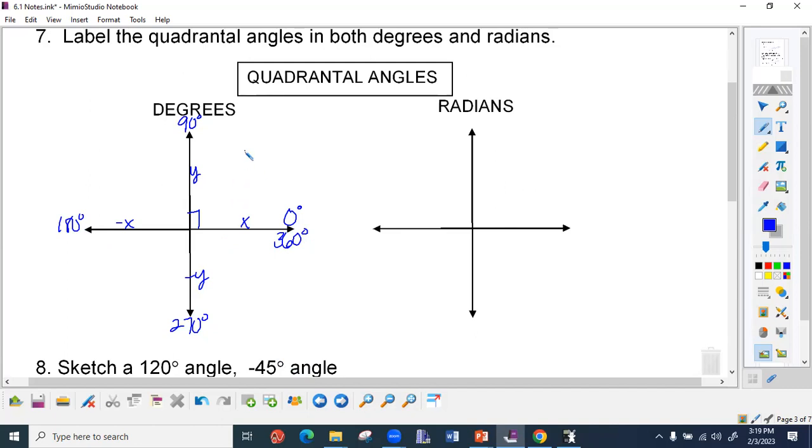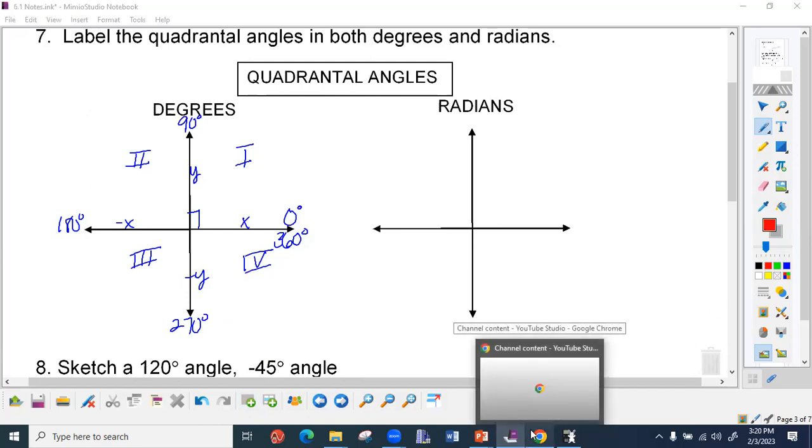So in quadrant 1, you have angles between 0 and 90. Do we see that? In quadrant 2, we have angles between 90 and 180. In quadrant 3, we have angles between 180 and 270, and in quadrant 4, we have angles between 270 and 360. Is that doable?